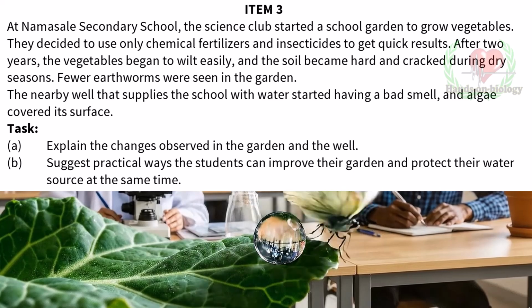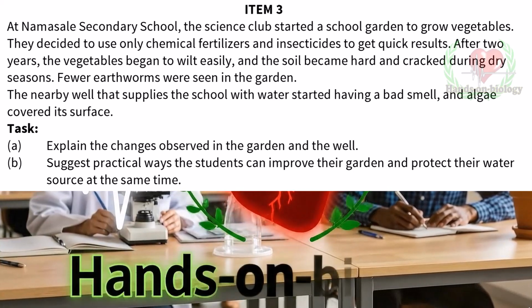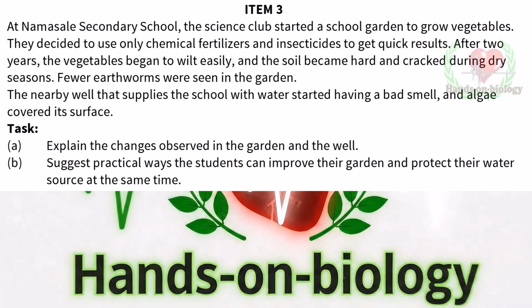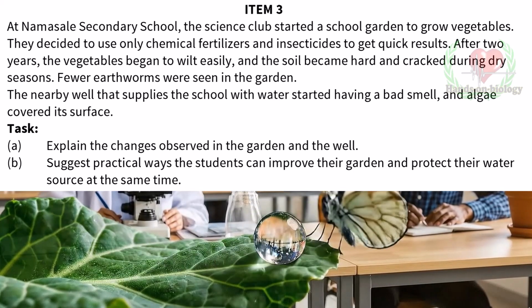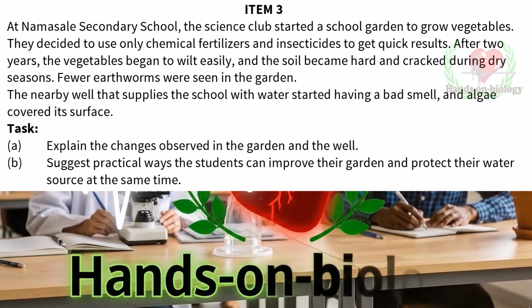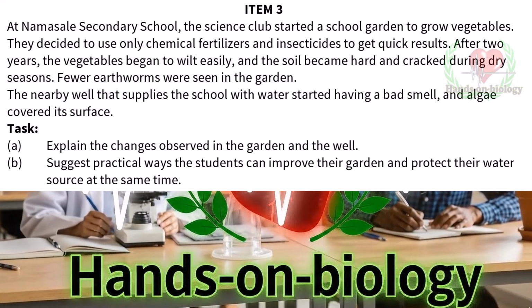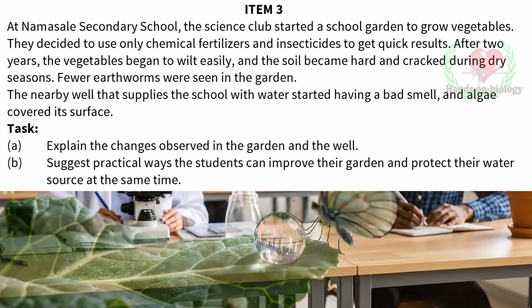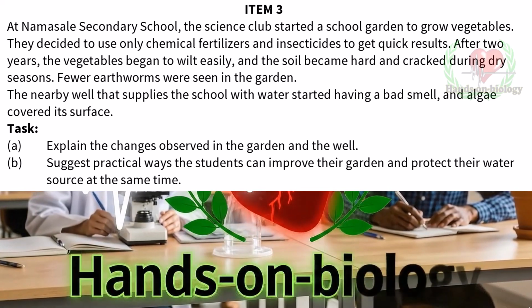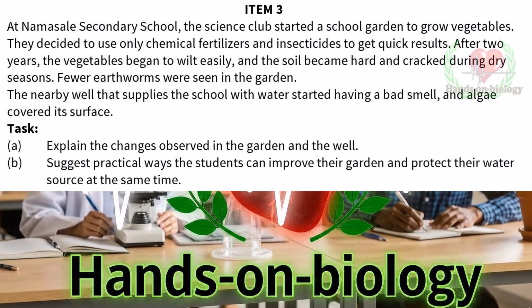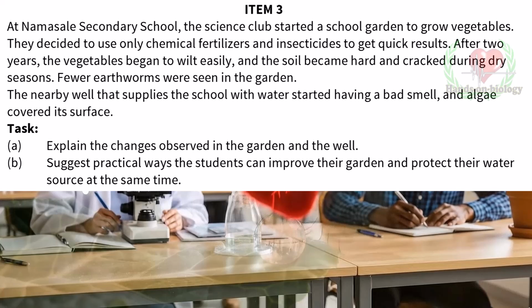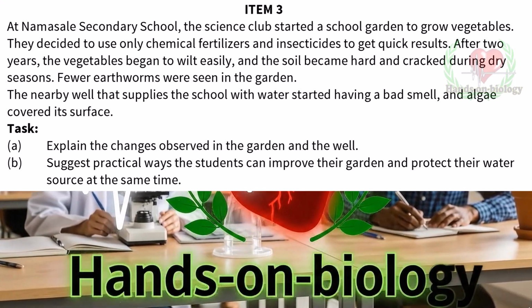Item 3. At Namassol Secondary School, the Science Club started a school garden to grow vegetables. They decided to use only chemical fertilizers and insecticides to get quick results. After 2 years, the vegetables began to wilt easily, and the soil became hard and cracked during dry seasons. Fewer earthworms were seen in the garden. The nearby well that supplies the school with water started having a bad smell, and algae covered its surface.